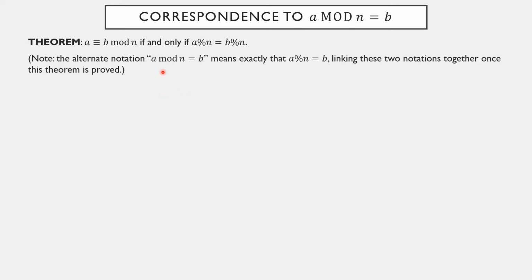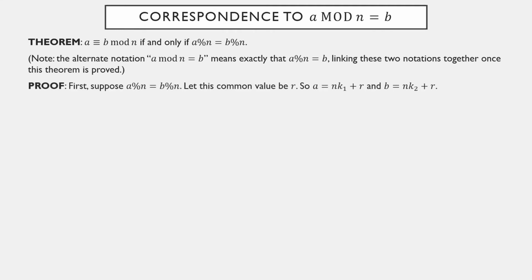Now this alternate notation that you may have seen somewhere else, a mod n, exactly means the remainder when a is divided by n. So this is completely redundant with this notation here. And since we've already been using this to represent the remainder in the division algorithm, we're going to keep using that. But here's the relationship between them. a is equivalent to b modulo n if and only if they have the same remainder when divided by n.